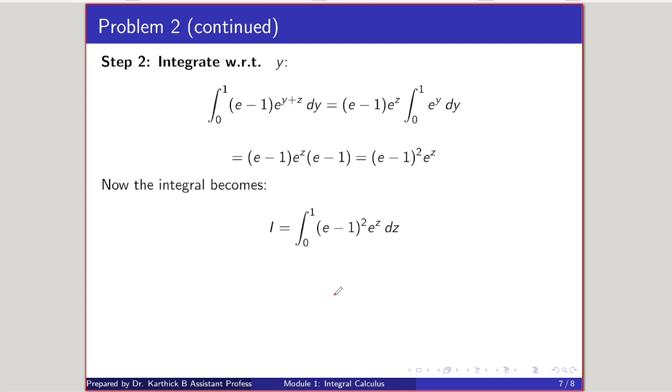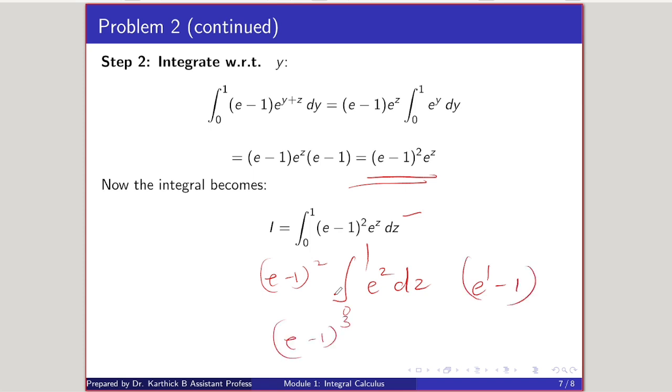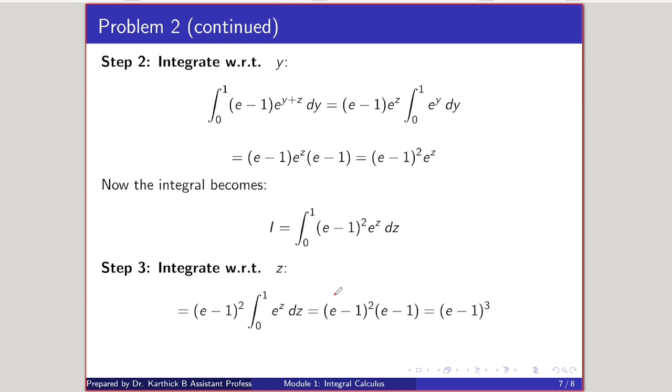Now we are going to integrate with respect to z. In this case, I am substituting the second integral result. E minus 1 whole square will be a constant, and the integral from 0 to 1 of e power z dz. Again, I will get e power 1 minus e power 0, which is e minus 1. So e minus 1 whole cube will be the final solution. With this, the second problem is over.